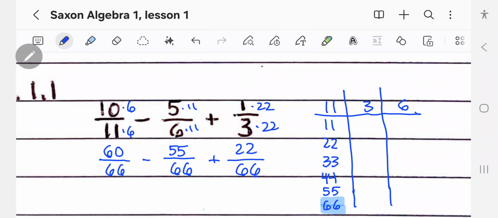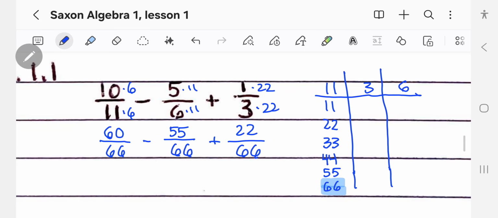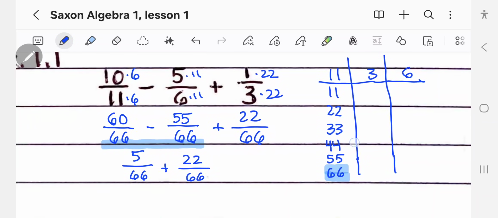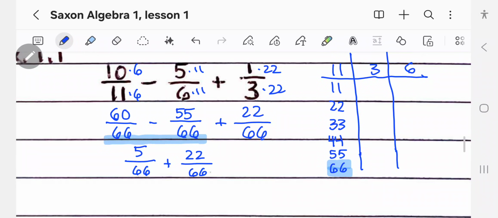Now I've got them all in the same size pieces, and I can add and subtract. So I'm going to start with the left. Order of operations says add and subtract from left to right. Okay, so 60 minus 55 would be 5 over 66, plus 22 over 66. So all I did was this step and brought the answer down. Now I can add these together.